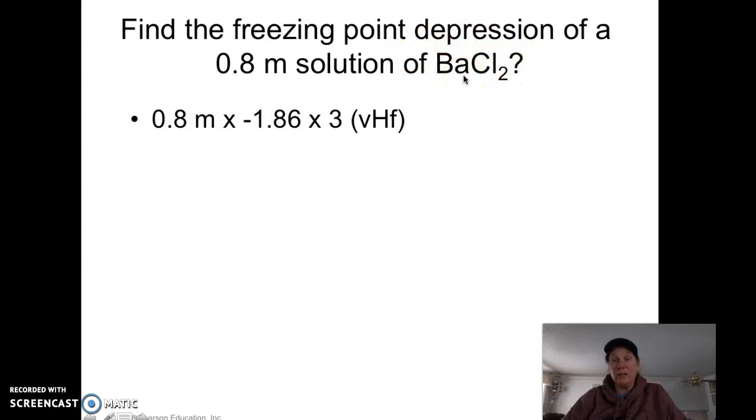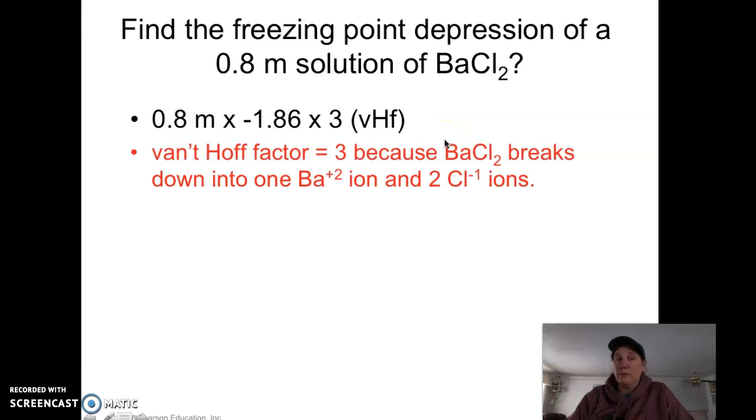And again, remember, that's what colligative properties are. It's the number of particles, not really what you add. So again, an ionic compound affects your colligative properties much more because you get way more particles. A molecular compound, you just get one, so you don't even have to figure it in the equation. Okay?